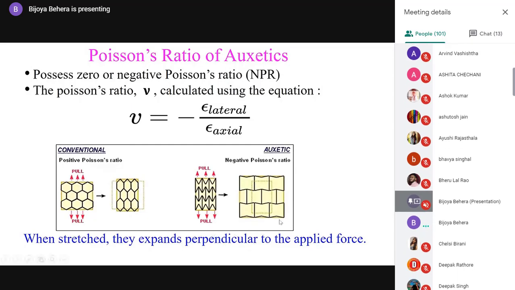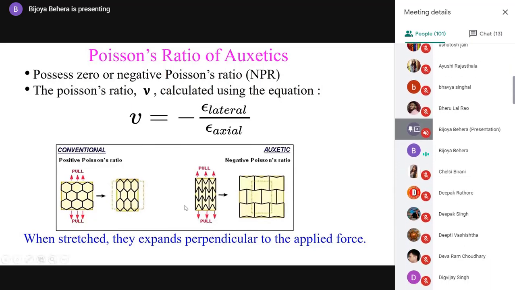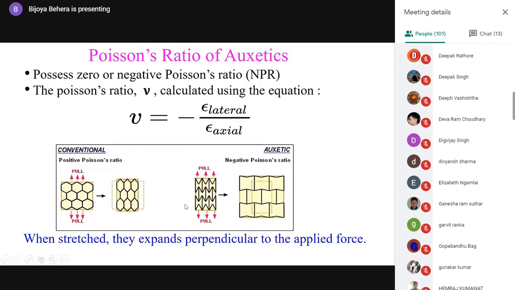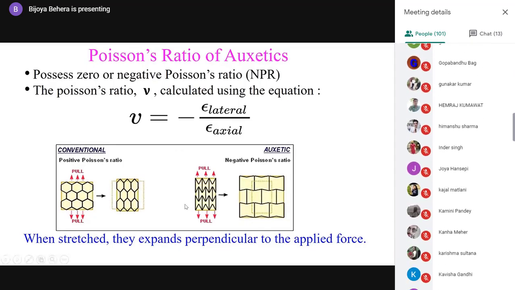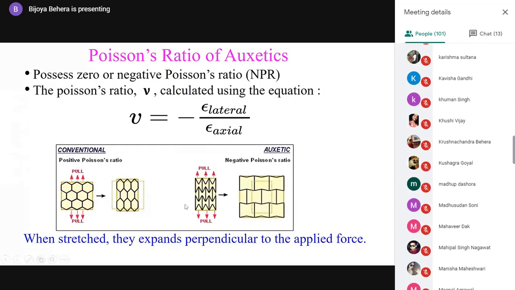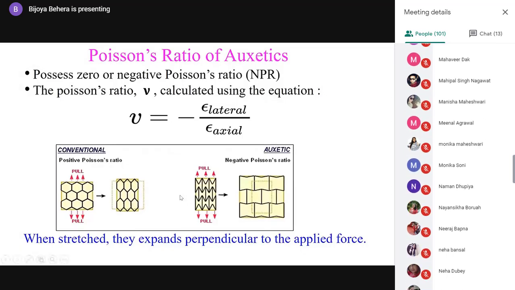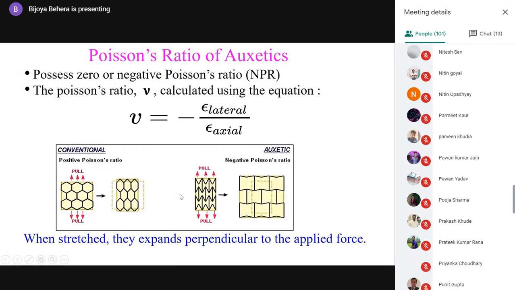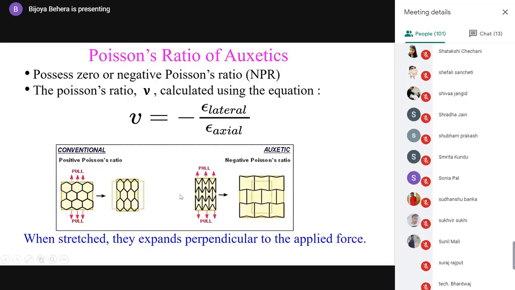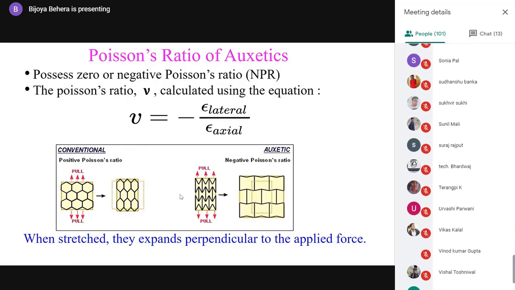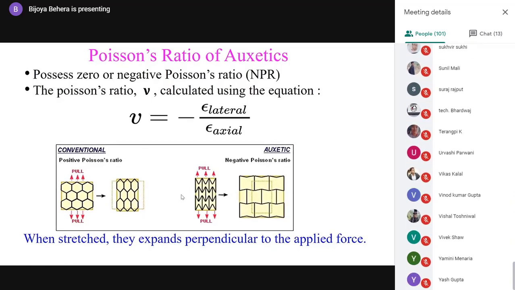That is the definition of objective material, and we will see how this material behaves, why the material shows objectivity, what its properties are, how we can produce a woven objective material, and if it is a woven objective material, then what will be its application.